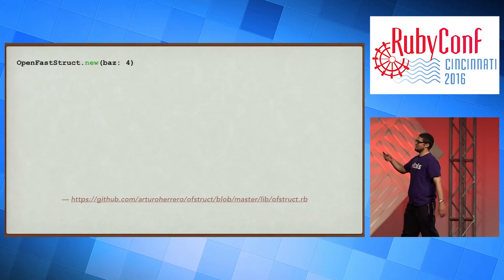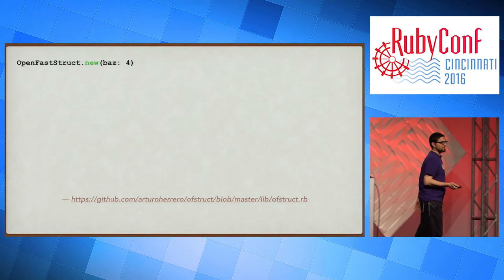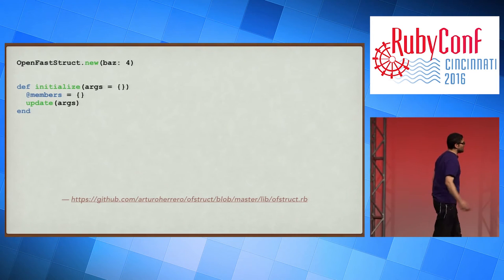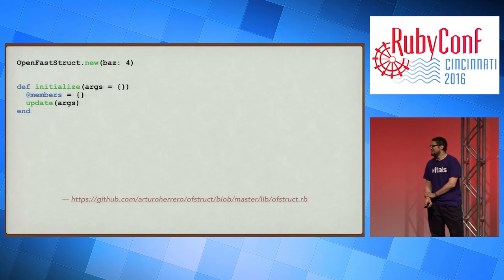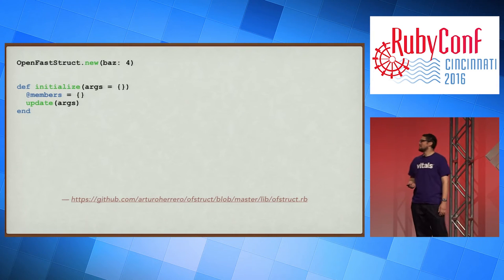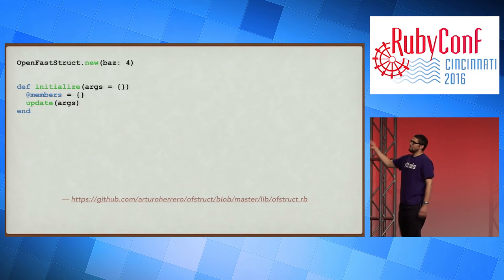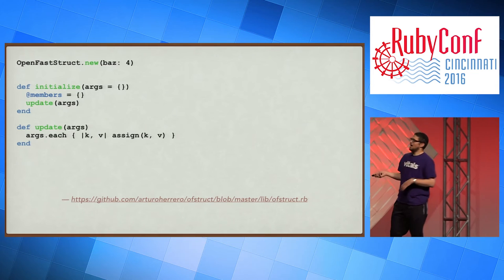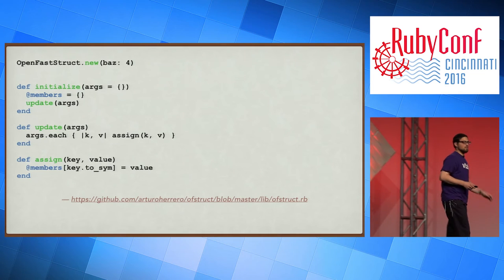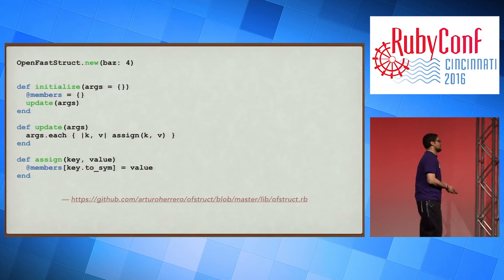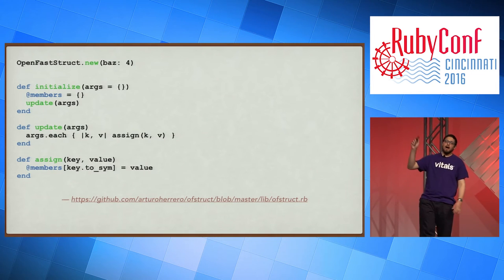So what happens when we call OpenFastStruct.new and we pass in a hash with, in this case, we'll keep it simple, a single key value pair. We hit initialize, which first defines an @members hash, which is actually the same as the @table. I guess Arturo Herrero, who created this, liked the name members better than table. Maybe it's more specific. And then we call update with our hash. Update just basically takes each key value pair and calls assign, which converts the key to a symbol and puts it into our members hash. So if you add this all up, it's basically the same thing that OpenStruct is doing, minus new OStruct members.